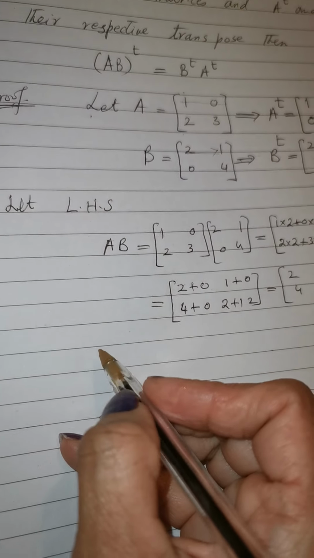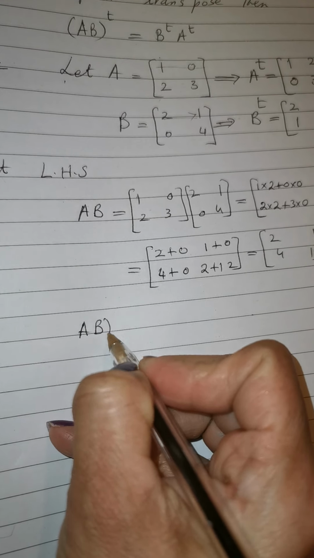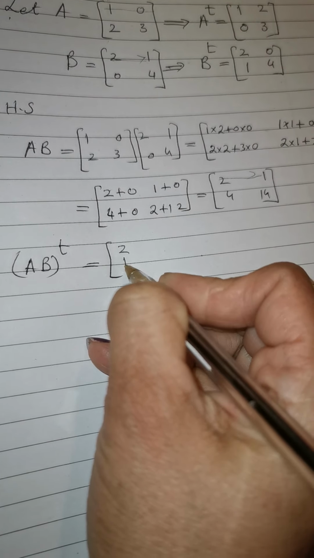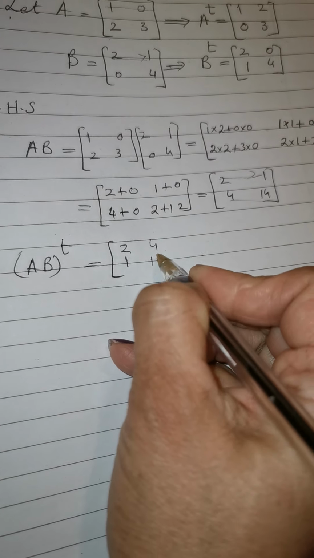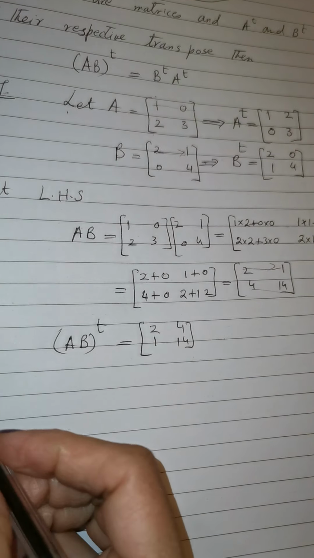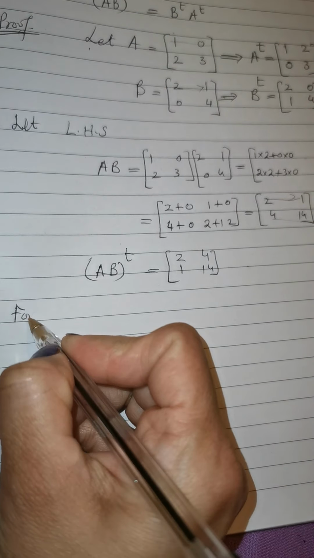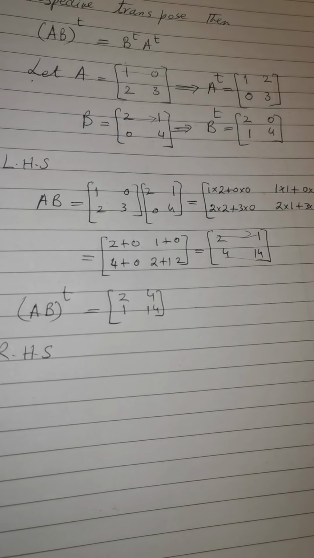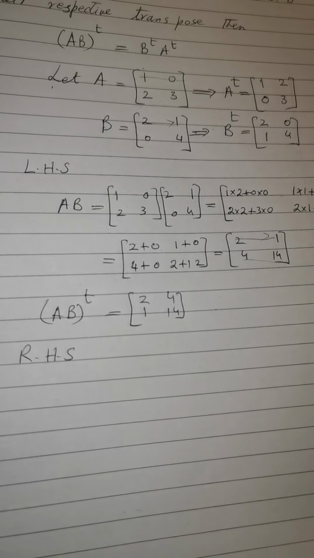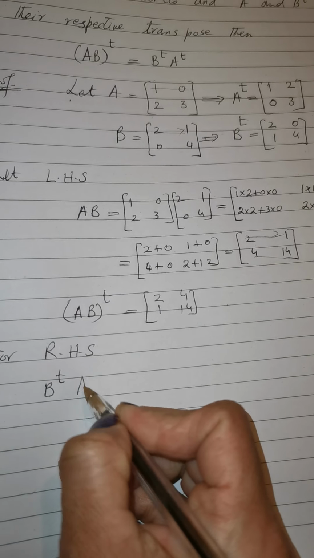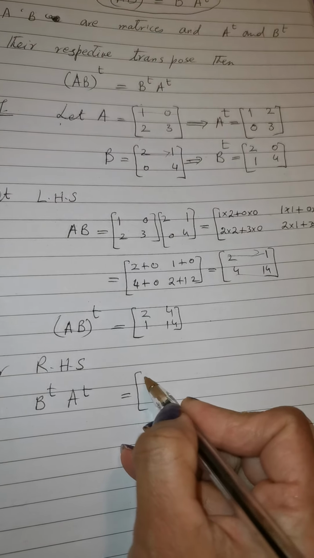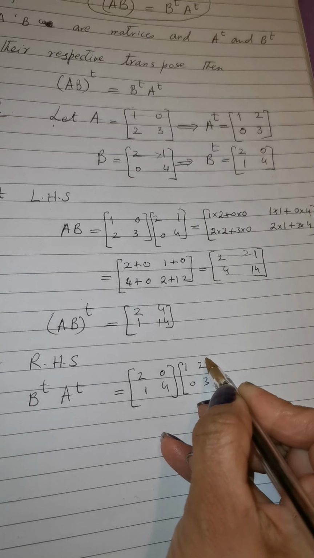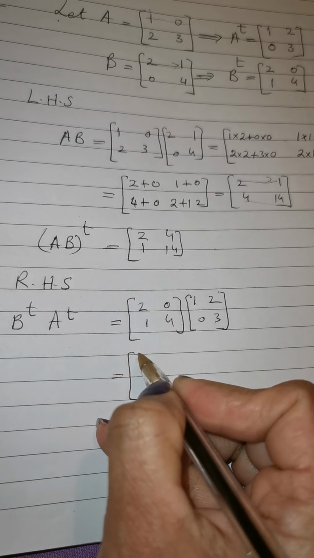Now we have to take AB transpose. What we will do? I will take the transpose of whole AB, making first row as first column and second row as second column, right? After that, this is our left hand side, and for right hand side, I have done A transpose, B transpose earlier for my convenience. So in right hand side, I just write B transpose and A transpose, their multiplication. I will write B transpose first, 2, 1, 0, 4, and A transpose, 1, 2, 0, 3. Now, I will multiply them and check whether they are equal or not.